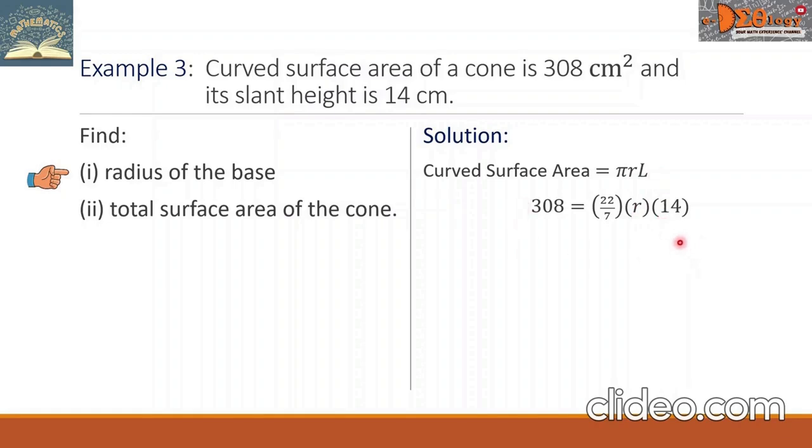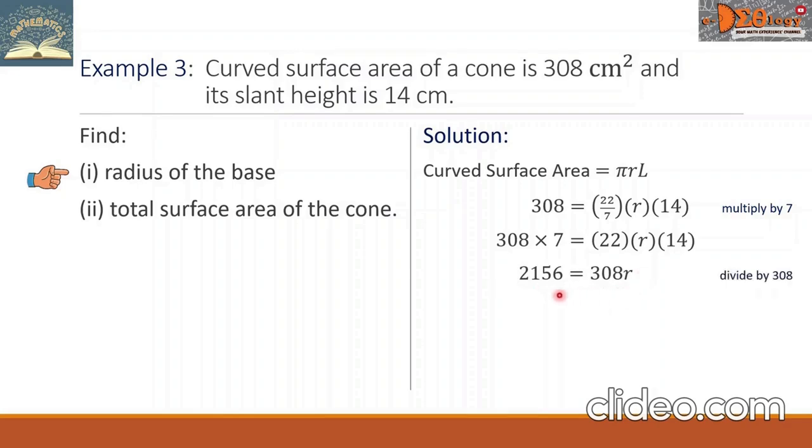We simplify this equation by removing the denominator. We multiply this equation by this denominator 7. So 7 comes to the left side. Let us now simplify the corresponding products. On the left, we have 2,156 equals the right side 308r. Solving for r, we divide the equation by 308. So r equals 7 centimeters. Let's copy this answer opposite problem 1.